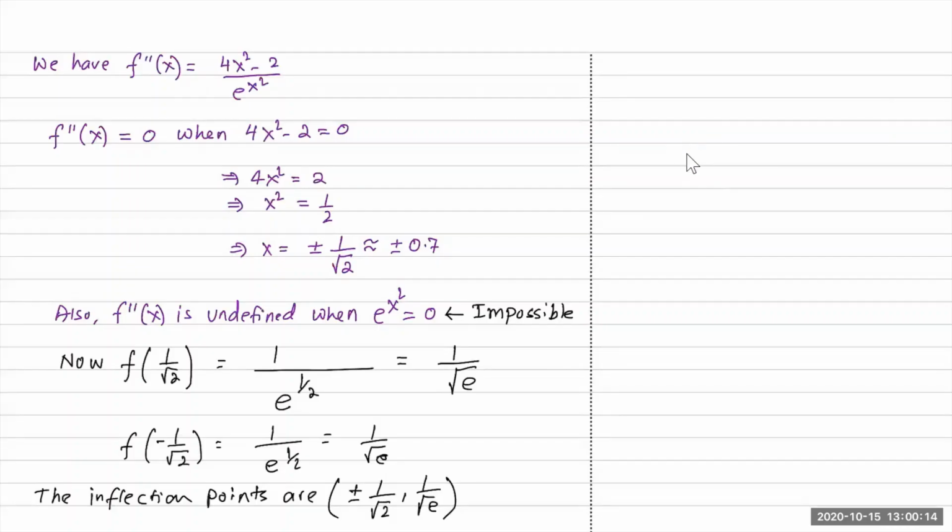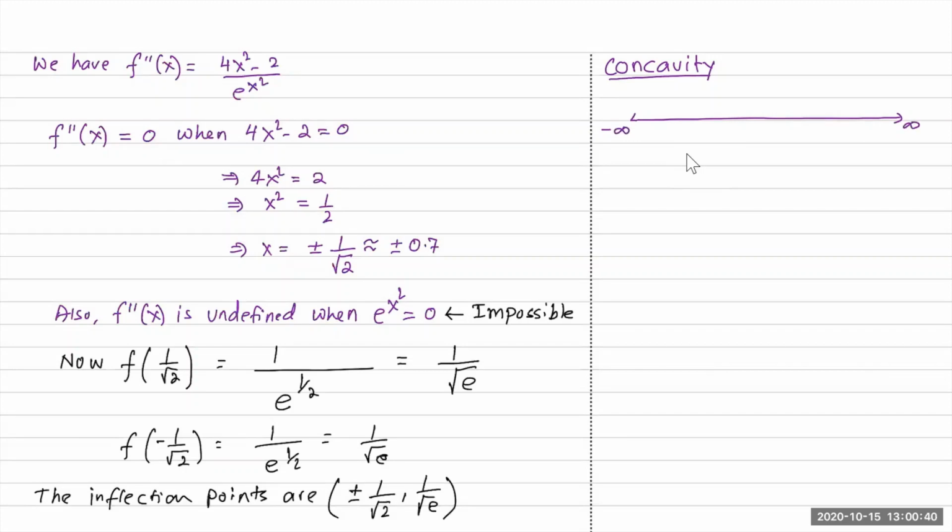Now let's find out where the function is concave up and where it is concave down. So we are going to talk about concavity now. We want to explore the concavity for this function. We know the domain of the function: it is from negative infinity up to infinity.